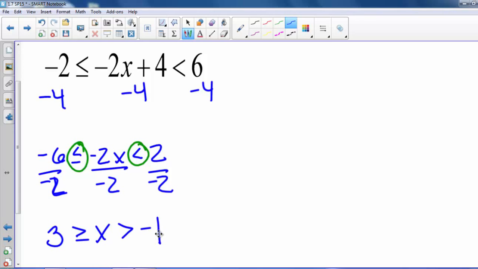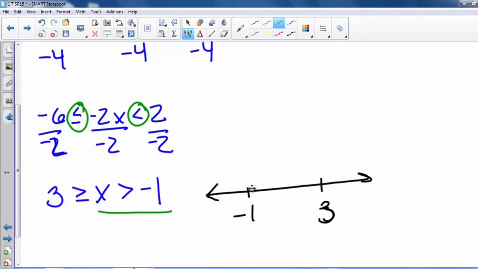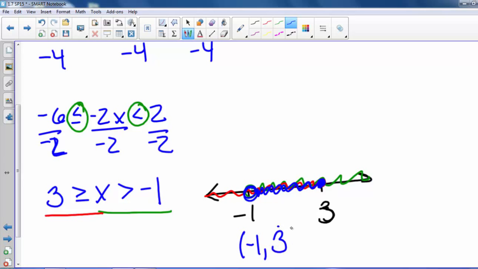So putting this on a number line, we know that x has to be greater than negative 1, but not including negative 1. And x has to be less than or equal to 3, and it can include 3. So now we look at where our colors overlap, and we see that we get negative 1, but not including negative 1, all the way up to 3 and including 3. So in interval notation, our answer is -1 with an open bracket to 3 with a closed bracket.